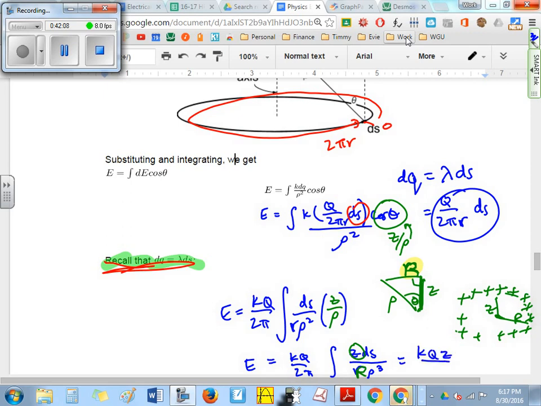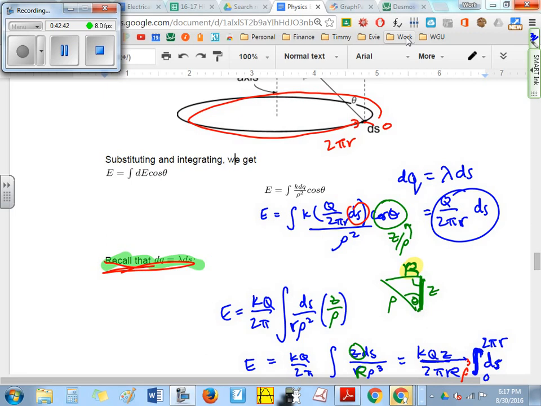So I have kqz over 2 pi capital R, and then you're integrating just ds. Oh, and rho cubed. Rho cubed can pull out because the charge density is constant all the way around the ring. You find the same amount of charge for every little segment you look at. Okay, so what are we integrating from and to? From the minimum possible s, which is 0, all the way to the maximum possible, which is 2 pi R.